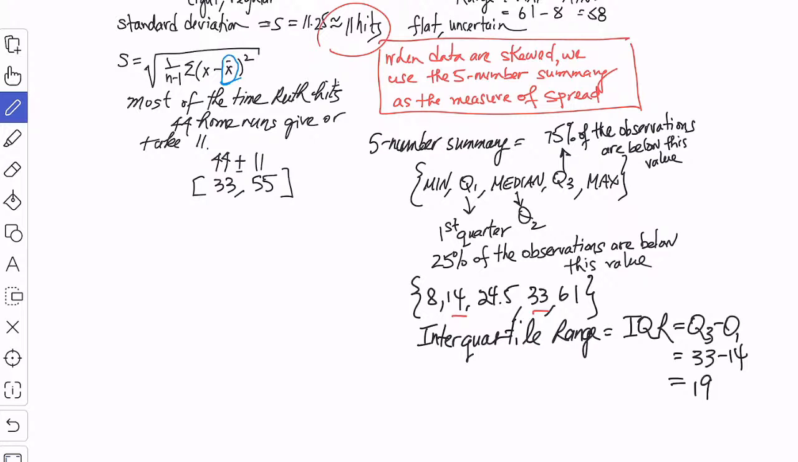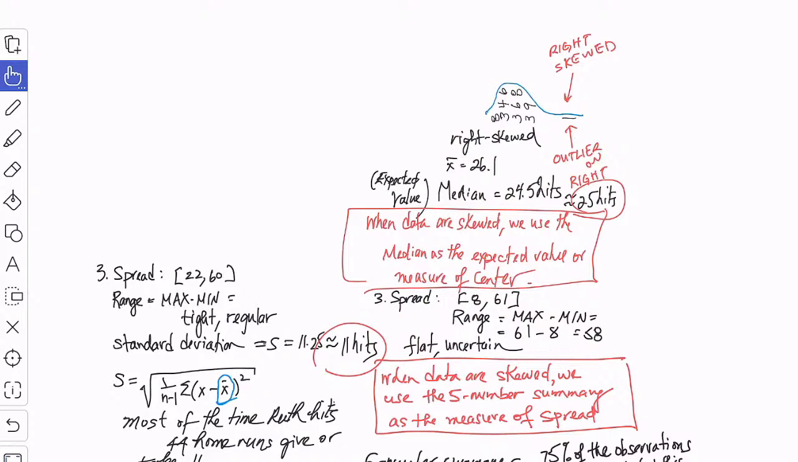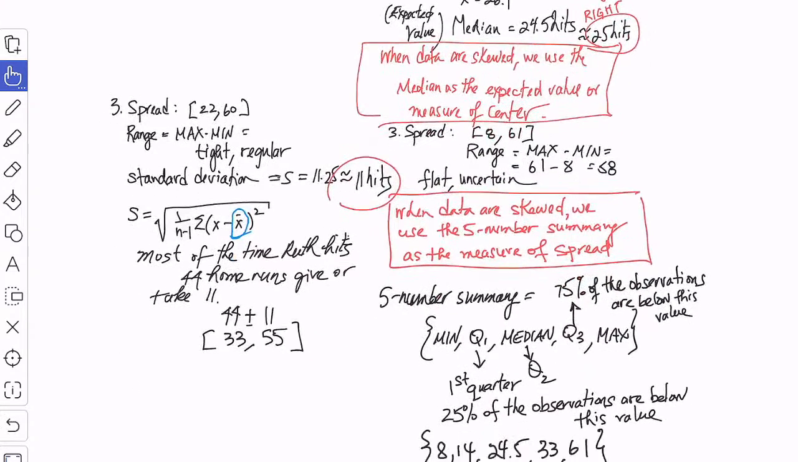So what that says is, although the range of values was 58, it was very spread out. The middle 50% of observations is only 19. So it's giving you an idea of the regularity within the distribution.